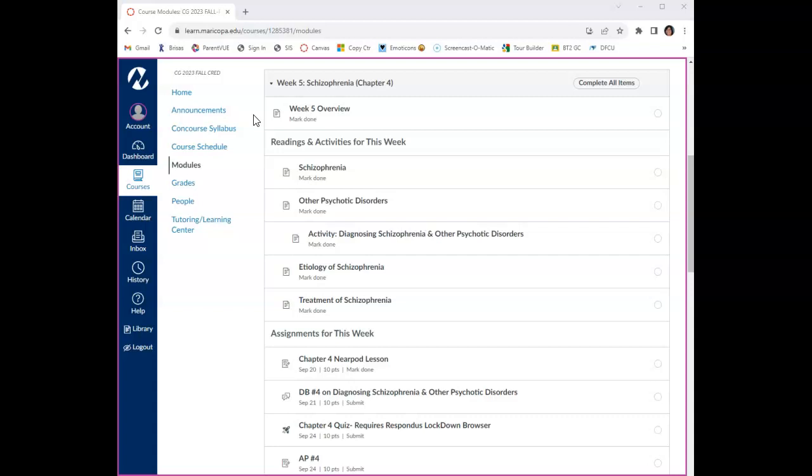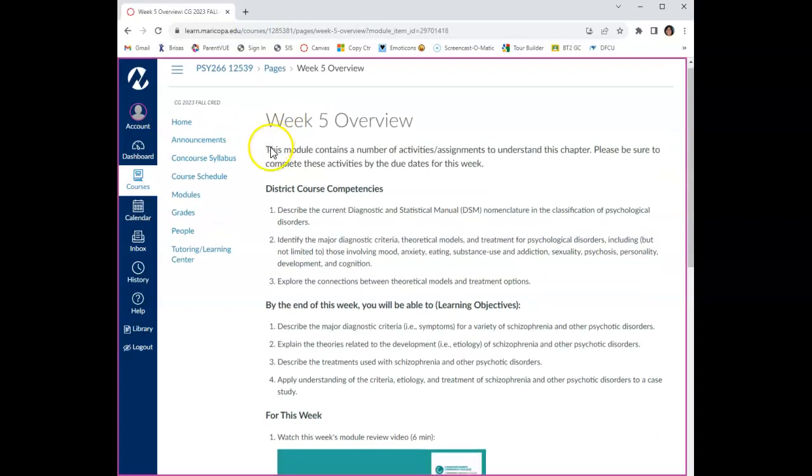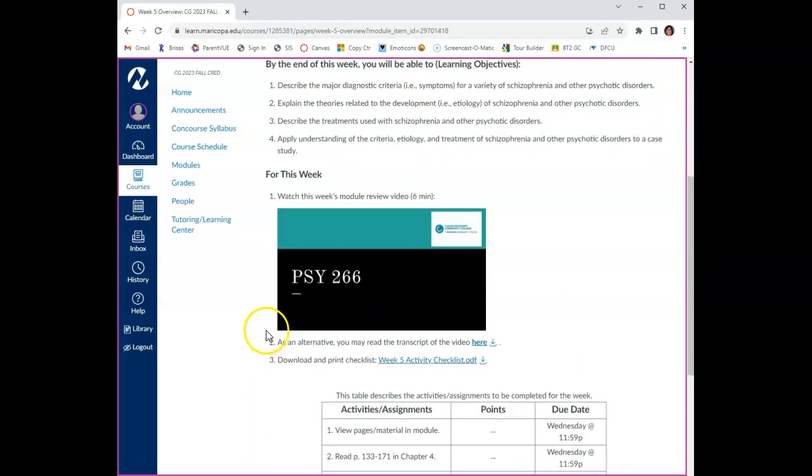This chapter is separated into 4 sections: schizophrenia and other psychotic disorders, and the last 2 sections on etiology and treatment. Let's get started with this week's overview. By the end of this week, you'll be able to complete these district course competencies and learning objectives. For this week, please watch the module review video here.